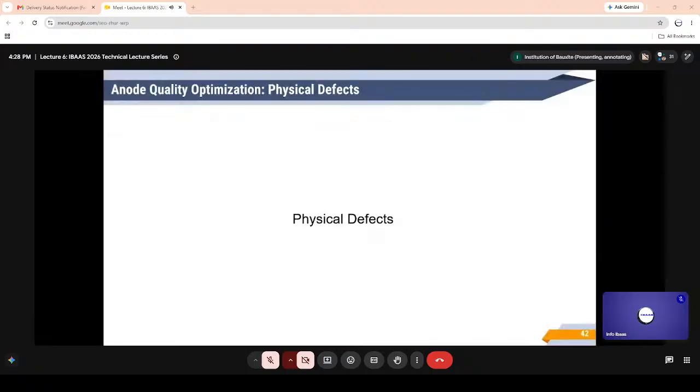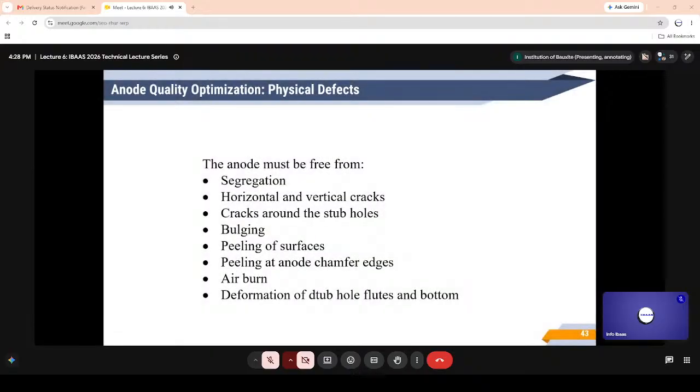Anodes supplied to reduction rooms must be free from physical defects. The anodes must be free from segregation of particles on anode surface, horizontal and vertical cracks, cracks around the stub holes, bulging, peeling of surfaces, peeling at anode chamfer edges, air burn, deformation of stub holes and bottom.